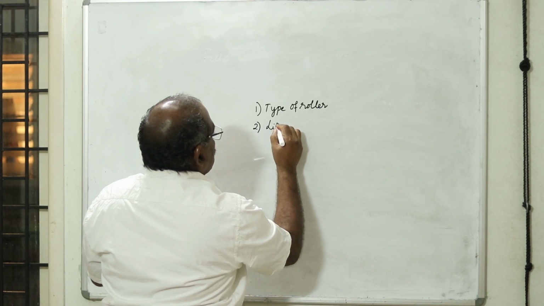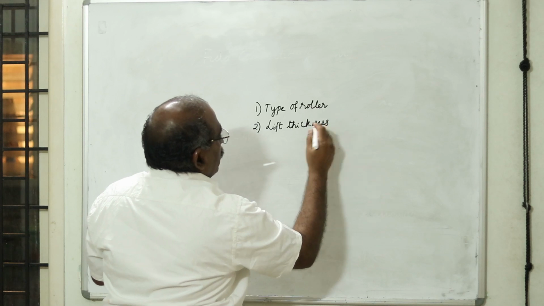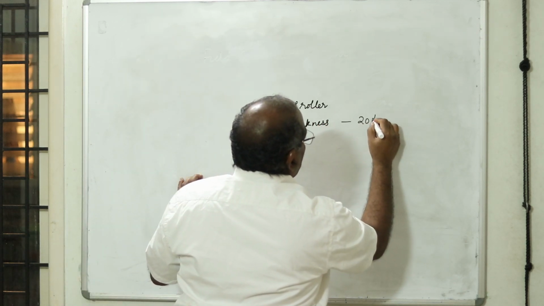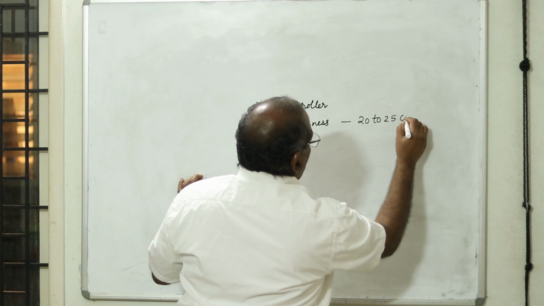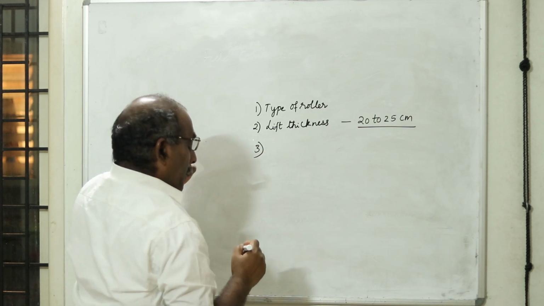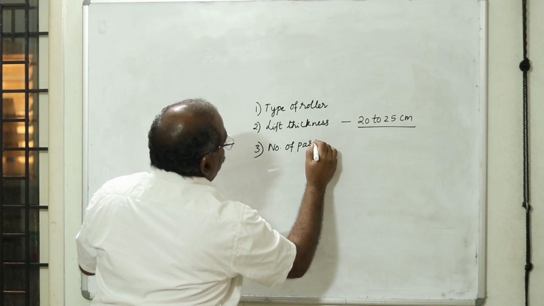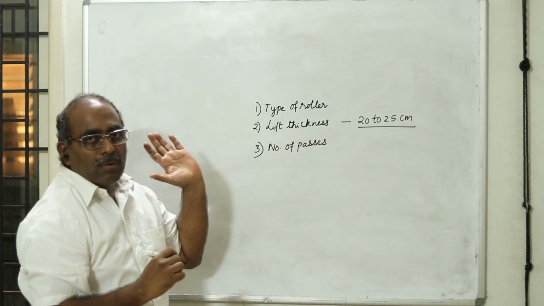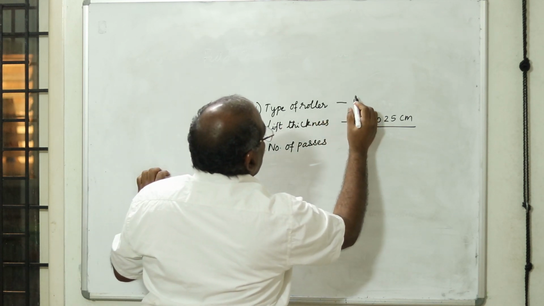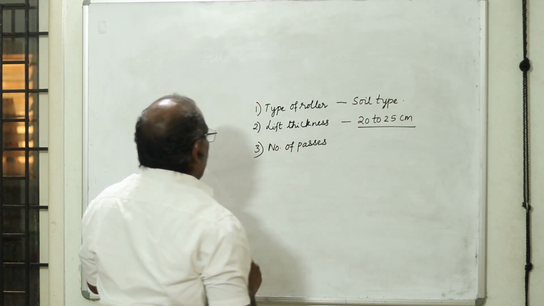Then the lift thickness. The lift thickness is the thickness of the soil which is compacted in each layer. Usually this is taken as 20 to 25 centimeter, not more than that, around 20 centimeter. Then the third one is the number of passes. For each lift thickness, what is the number of passes? These are very important. Now this type of roller selection depends upon the soil type. Based on the soil type, you are going to decide the type of roller.